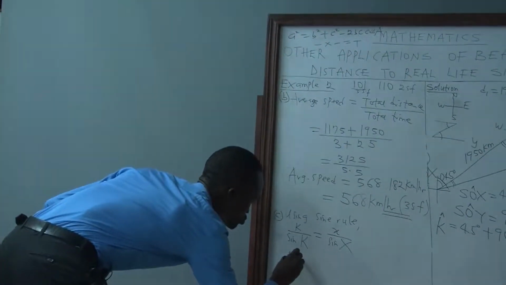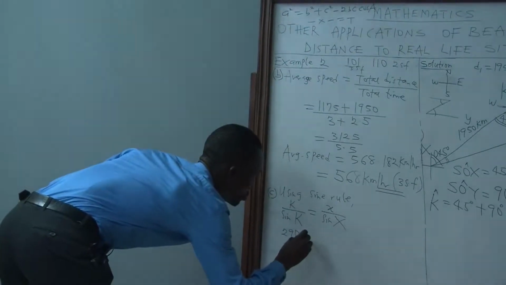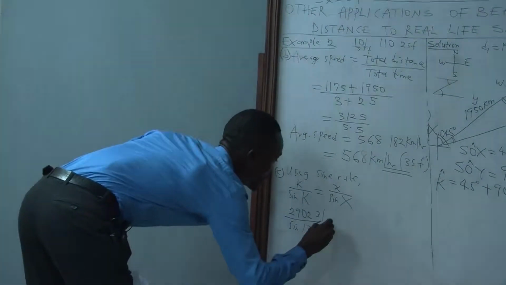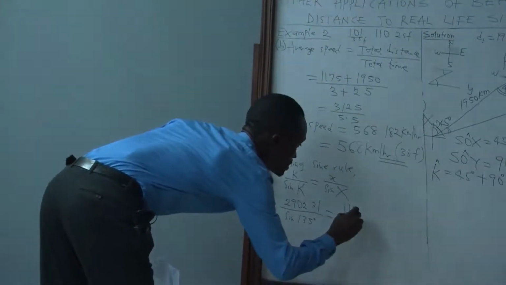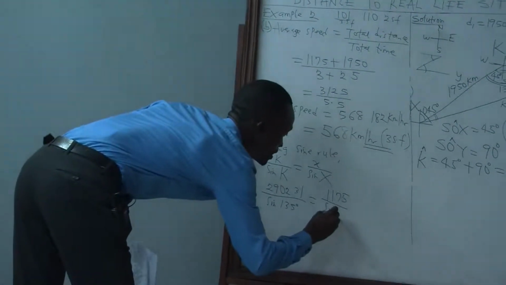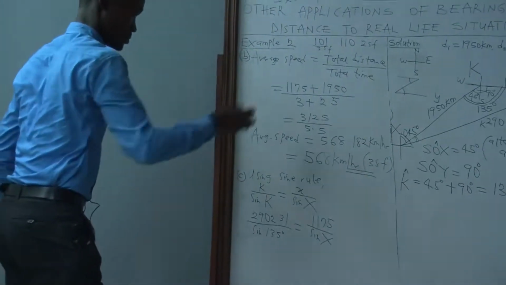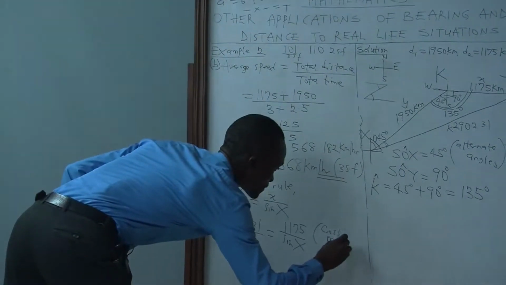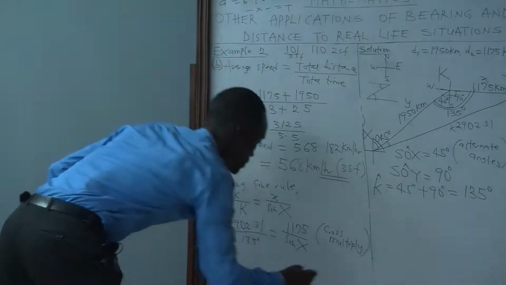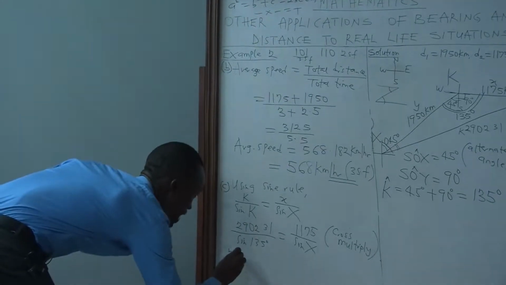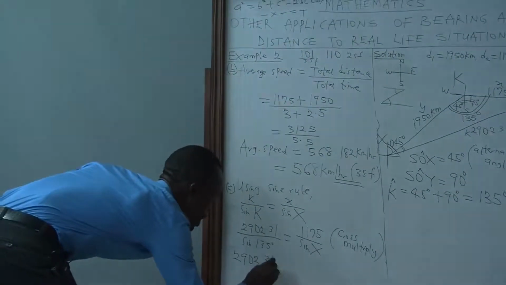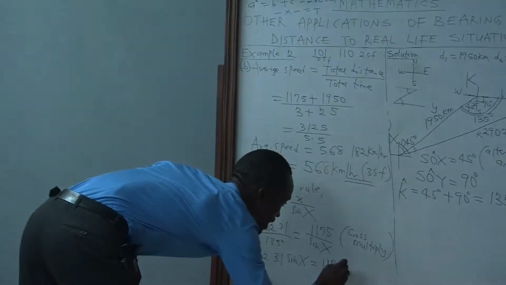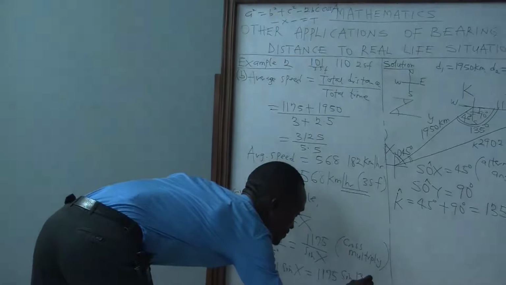Our K from there is 2902.31 divided by sine 135 is equal to X is 1175 divided by sine X. And from here, if you cross multiply, we have 2902.31 sine X is equal to 1175 sine 135 degree.